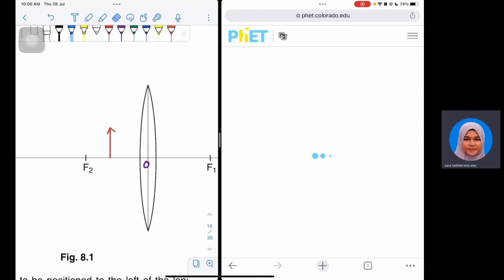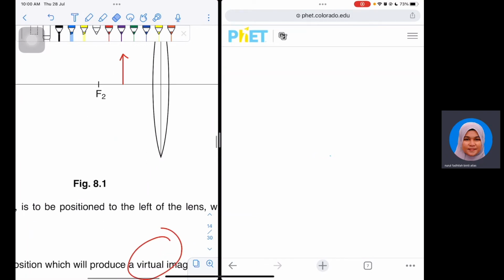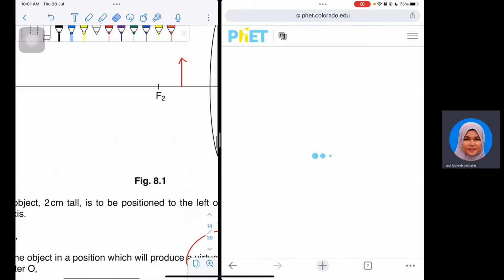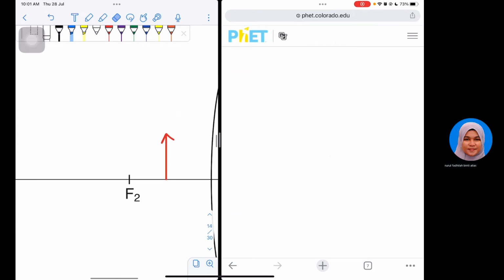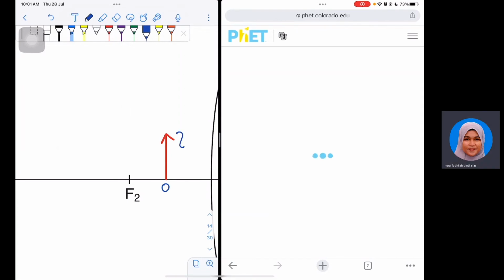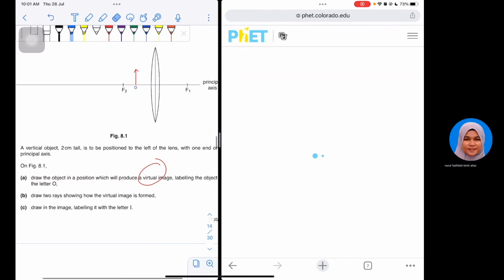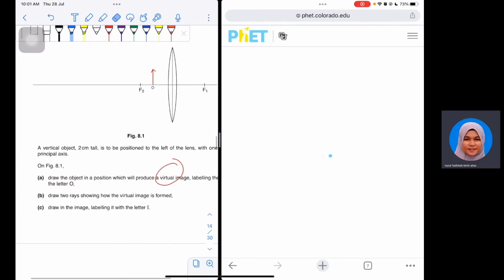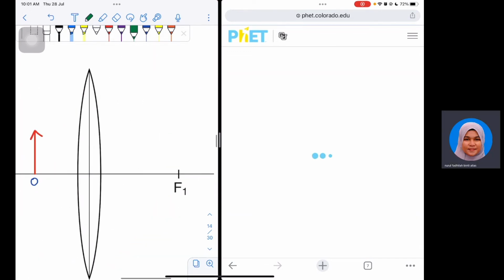Tapi sekarang you tak payah guna O dekat sini. Dia kata label this object with O. Okay, so ni O. Next, make sure lah you guna pembaris ni 2 cm ya. Kalau tak 2 cm salah. Draw two rays showing how the virtual image is formed. Jadi apa rules tadi?